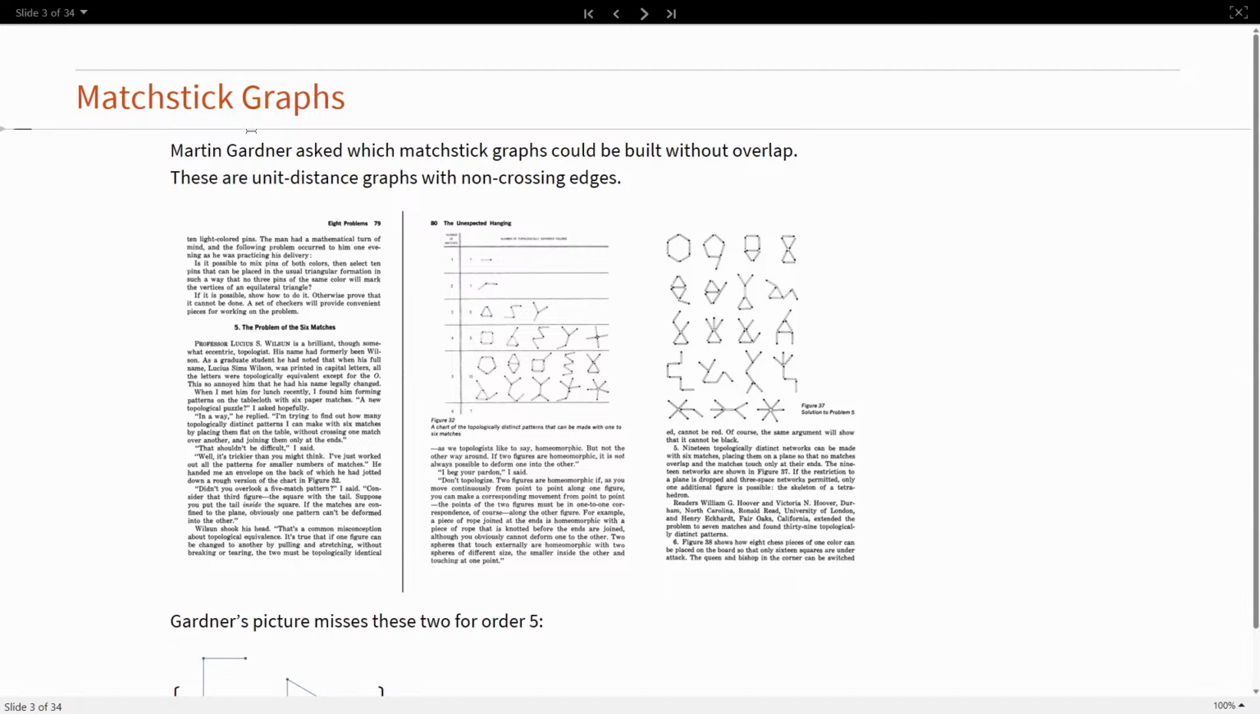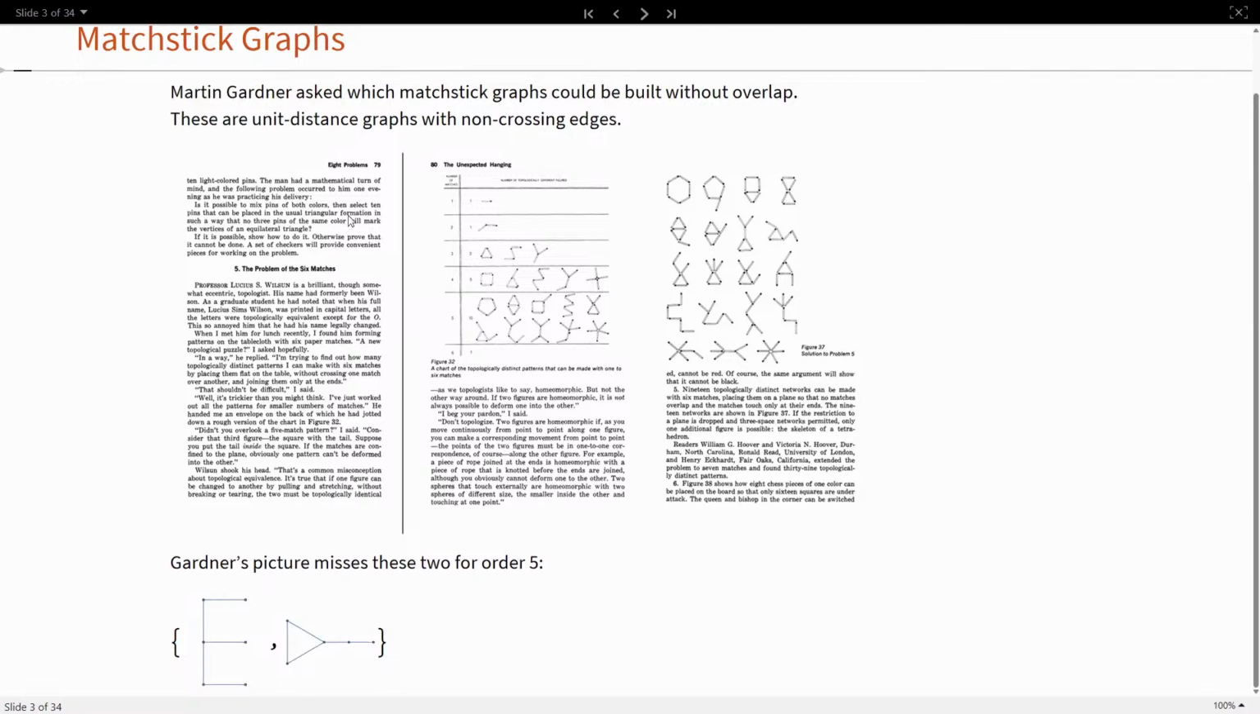Martin Gardner asked about what matchstick graphs could be built without overlap in one of his early columns. A matchstick graph uses items of fixed length, and you put them together so that they meet at their ends. That's a unit distance graph. A triangle, like shown here, is a simple one, an equilateral triangle.